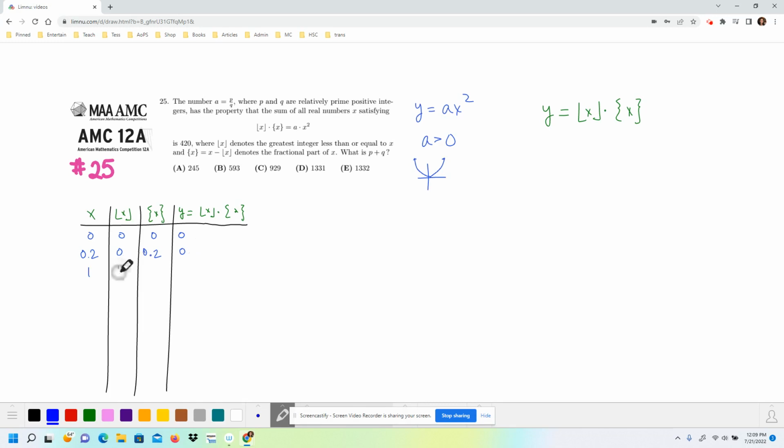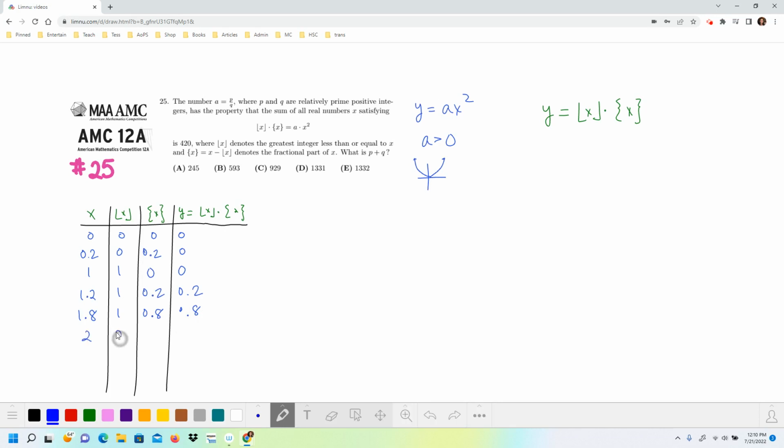At x equals 1, the floor is 1, but now the fractional part is 0, so we still have y is equal to 0. Moving a little bit to the right, at 1.2, the floor is 1, the fractional part is 0.2. At 1.8, for example, the y-coordinate is 0.8. So it seems like on this interval between 1 and 2, we have a segment with a slope of 1.